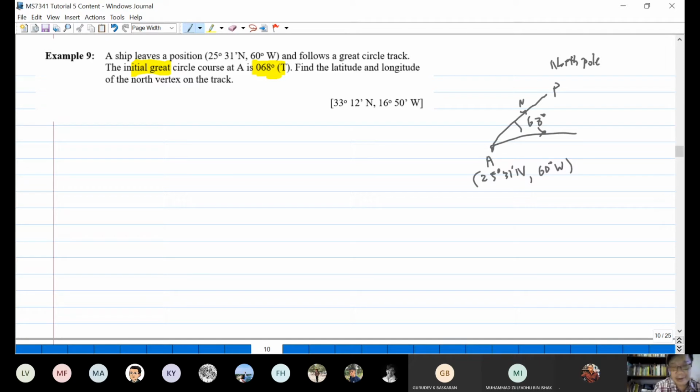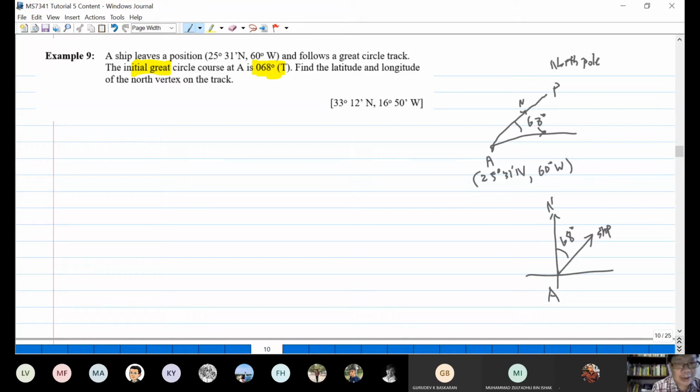From here you can see that the ship is moving toward the east and toward the north. When you draw the picture, with A here and the North Pole here, this is the direction of 68 degrees. So the ship is moving toward the east side and north side because of the direction.